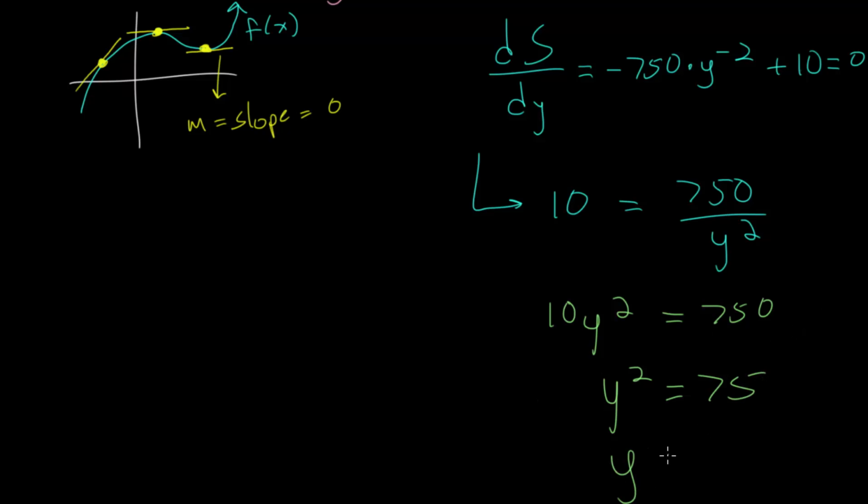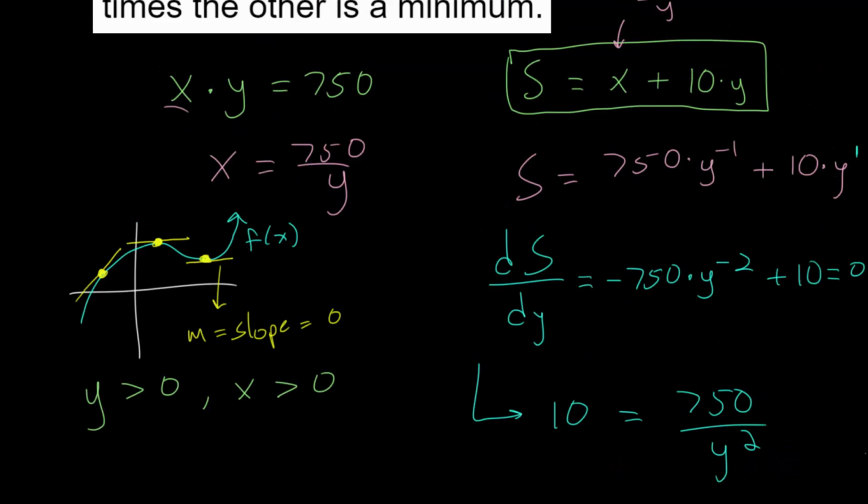And we can take a square root of everything, so that y is plus or minus the square root of 75. But you might remember from the beginning that y and x must be positive numbers. So we can exclude the negative part and just focus on that y is the square root of 75. And from here, we can figure out what x is.